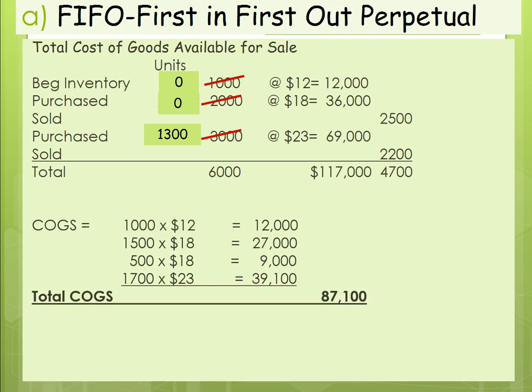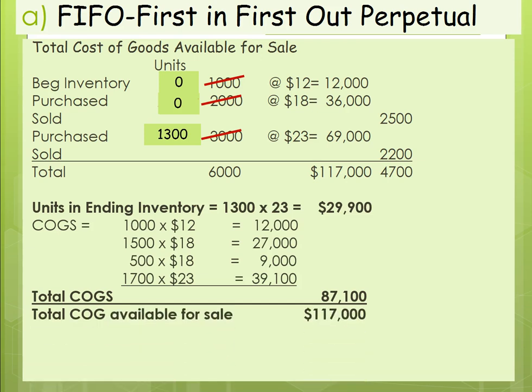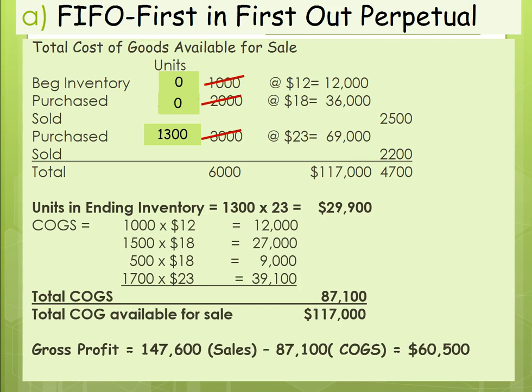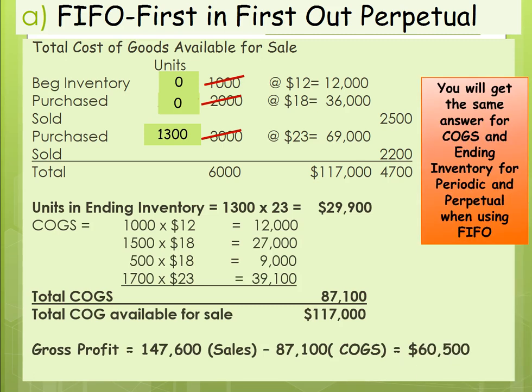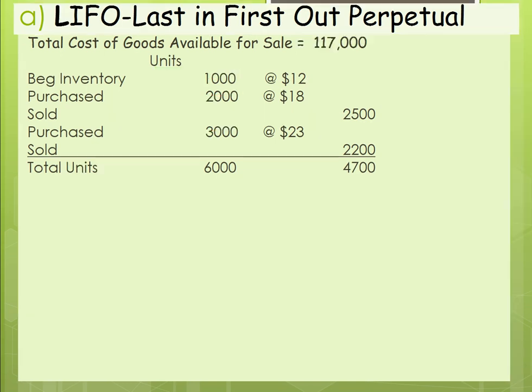And now we have our total cost of goods sold, and our ending inventory is going to be 1,300 times 23. And if you remember, that's the same answer we got for periodic. And our gross profit would be $60,500. Again, you get the same answer whether you use perpetual or periodic for FIFO. Now, LIFO and weighted average is different. You're going to get a different answer.